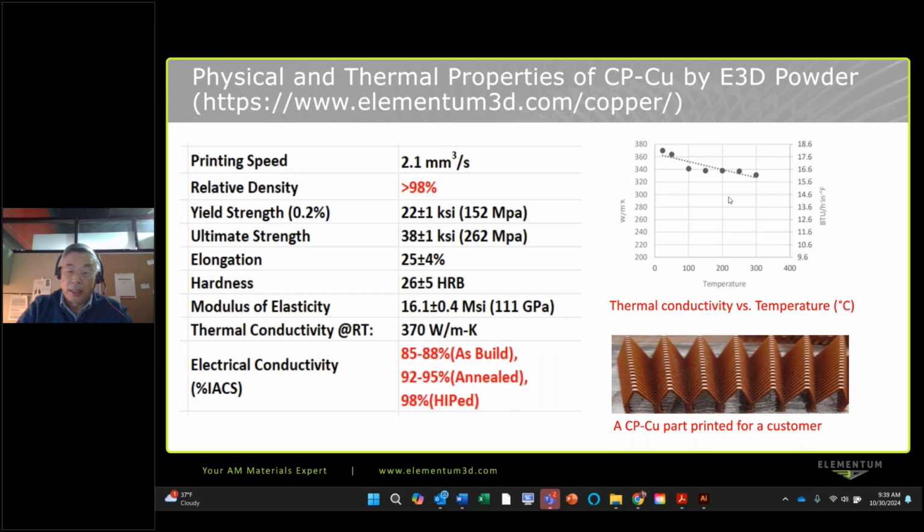is achievable. And this is hot temperature testing data, semiconductor data. Here shows a part we printed for a commercial customer. So move to the next one.